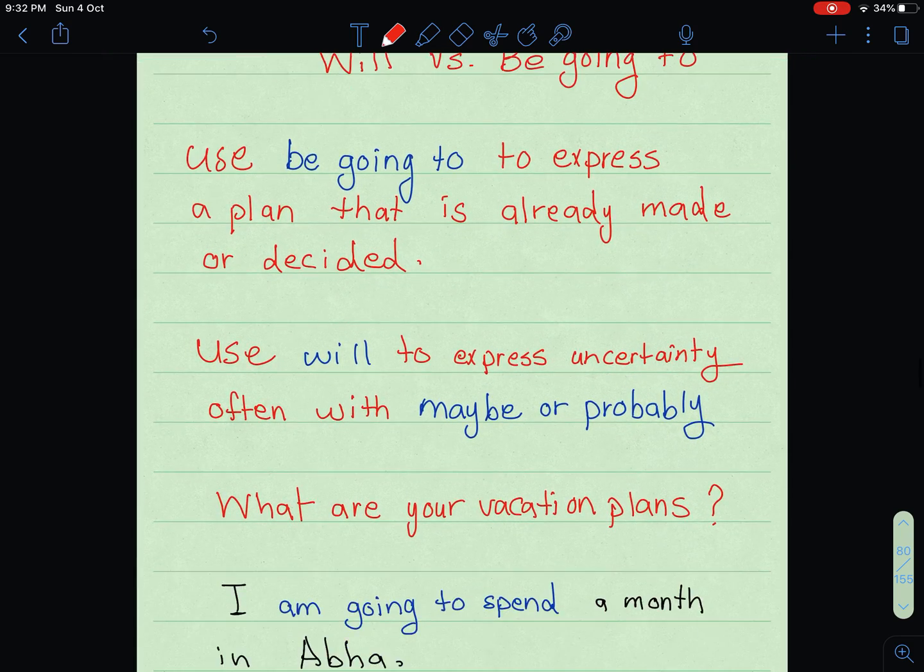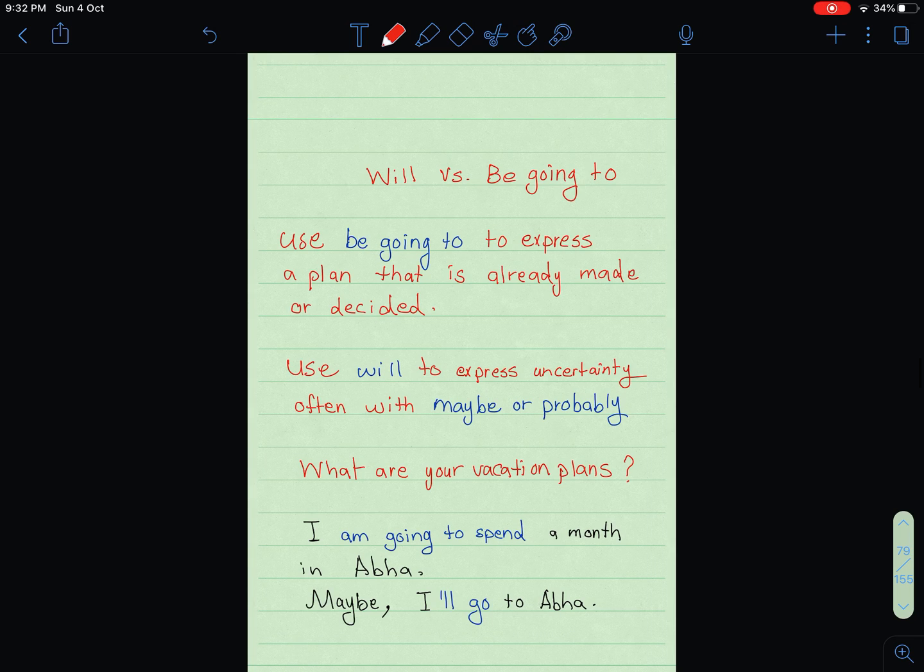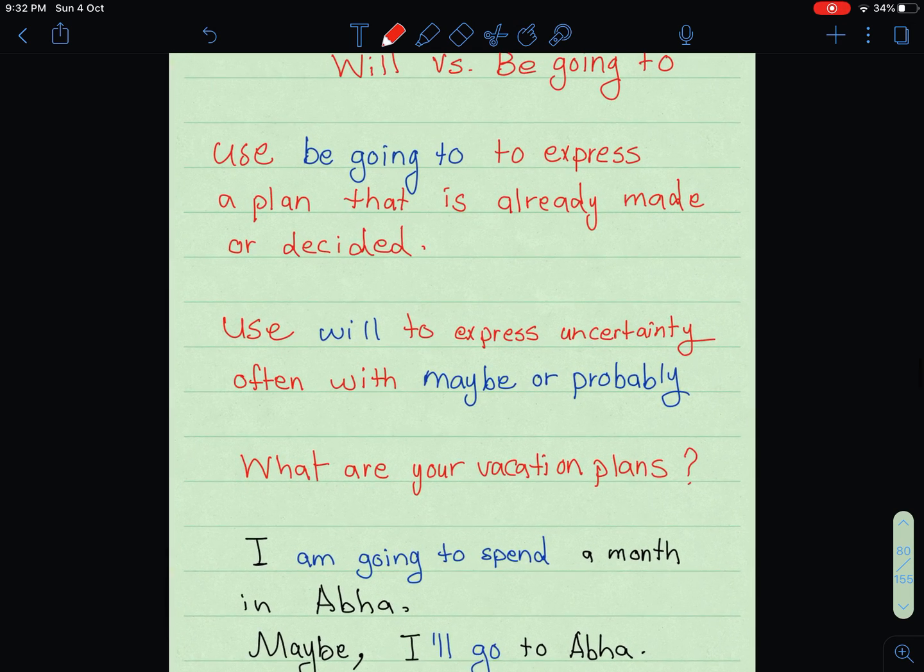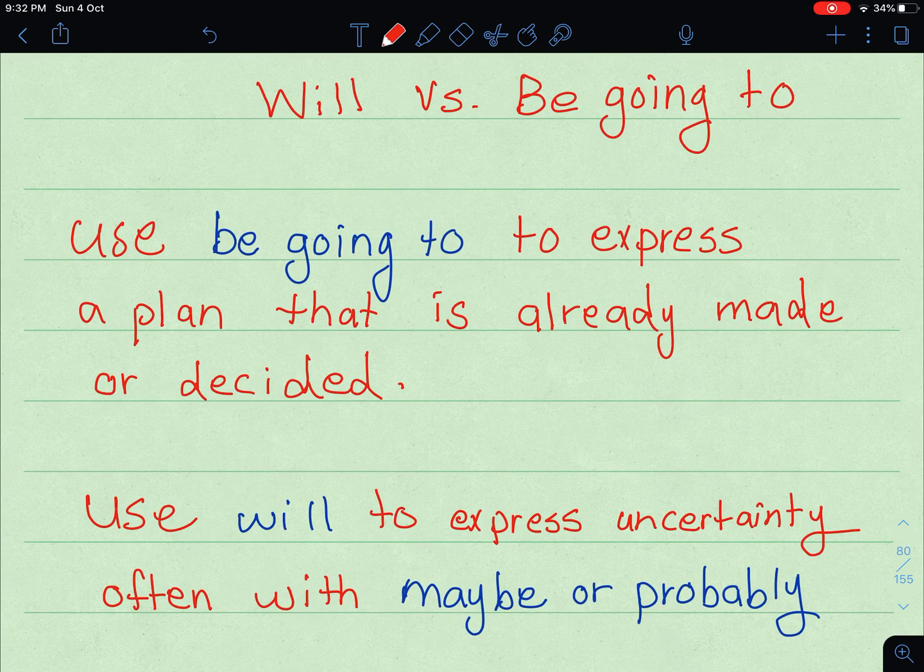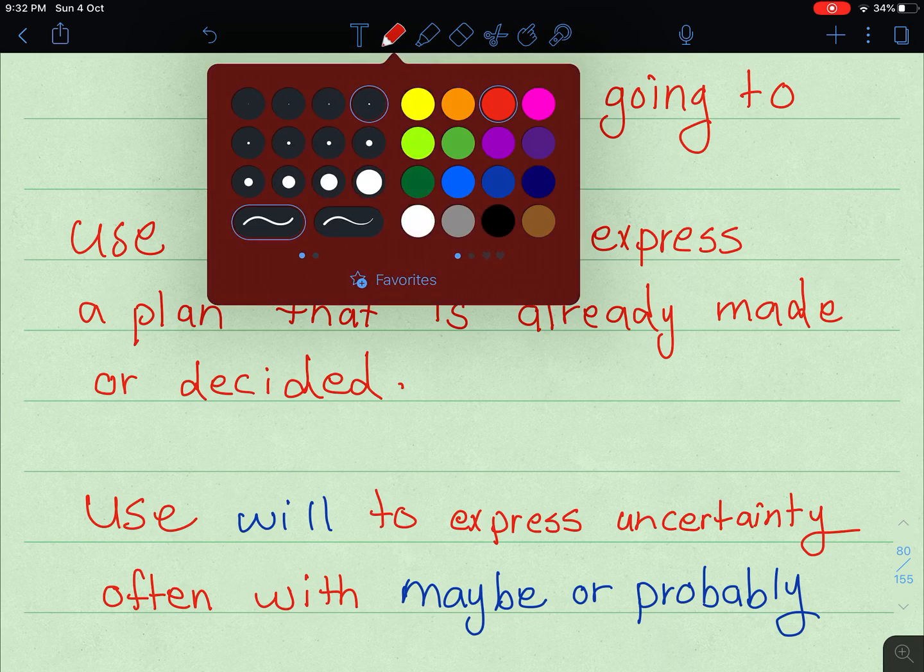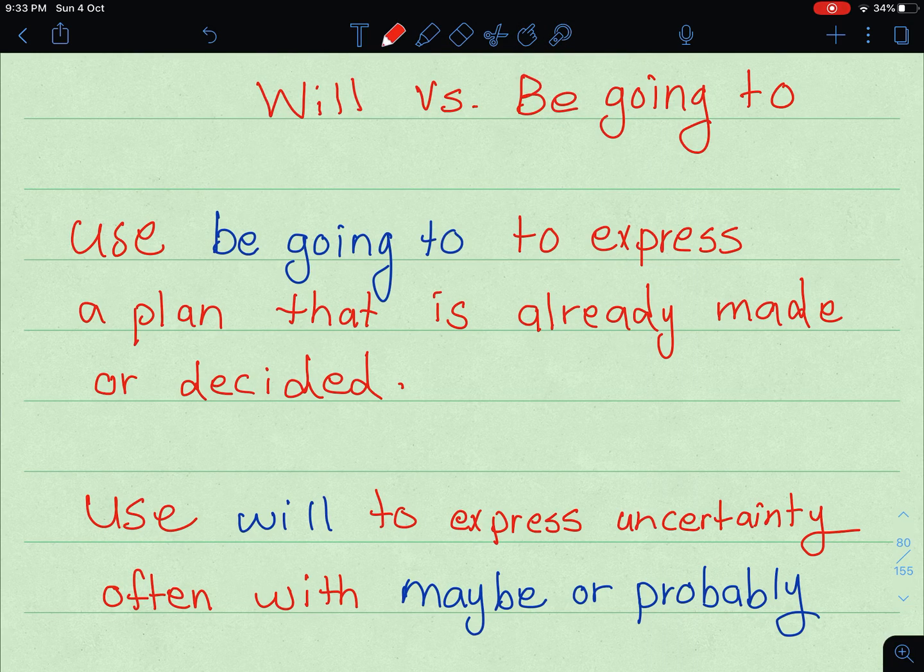Okay, now let's take a look at this one. Will versus be going to. The difference between them, of course, is in the formation: with will, the verb comes directly after it. With be going to, you must have the verb to be, is, am, or are depending on the subject, then going to. So when we say will eat, let me just write this example because this is very important: will eat, versus am, is, or are going to eat.